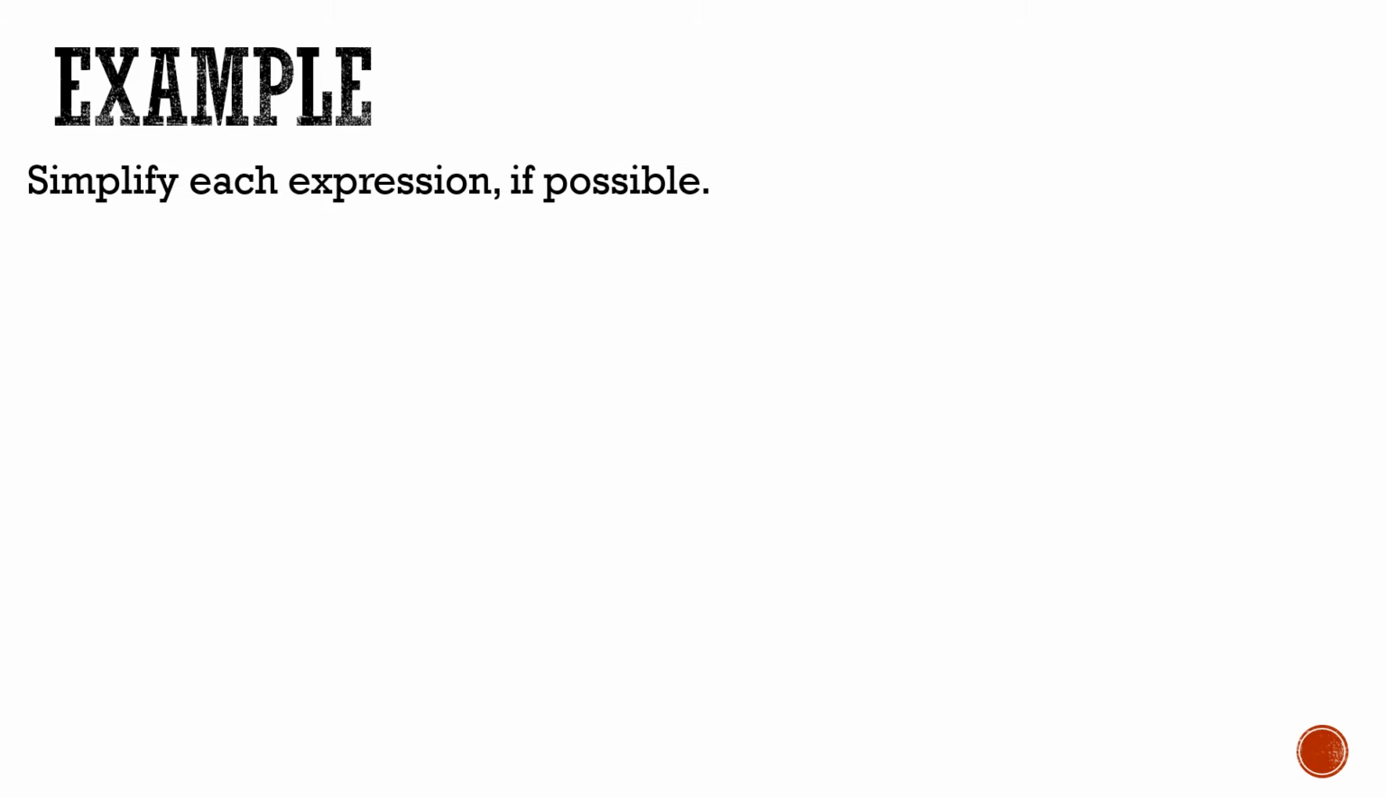Example. Simplify each expression if possible. Square root of 24 divided by square root of 6. So we need to make this in the form of the nth root of x over y. So this will become square root of 24 divided by 6. 24 over 6 is equal to 4. That's why we got square root of 4. Then simplify square root of 4, we got positive 2.